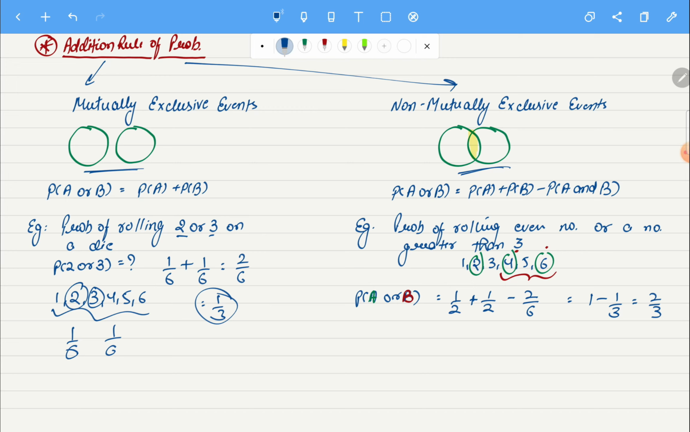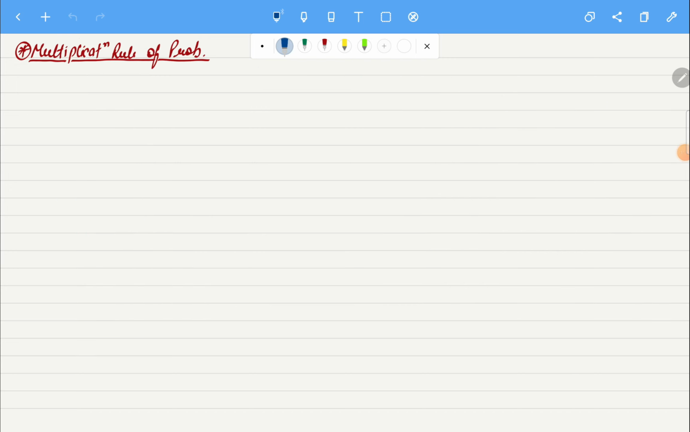Now let's move on to the rule of multiplication. To understand the rule of multiplication, we first need to understand independent and dependent events. So as the name suggests, independent events are events which do not depend on each other, whereas dependent events are events which depend on each other. So the one outcome will depend on the outcome of the previous event.